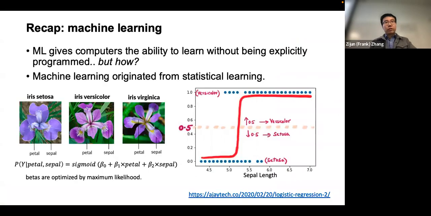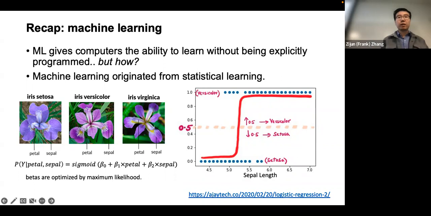So just as a quick recap of machine learning, I hope most of you are already familiar with it, or you have taken the workshop by UCLA QC Bao a few weeks ago, which is machine learning with Python. If you just Google it, most of the results will tell you machine learning refers to something that gives computers the ability to learn without being explicitly programmed, but it doesn't really tell you how they are able to do this. The reason why machine learning can learn without being explicitly programmed is because it originated from statistical learning.